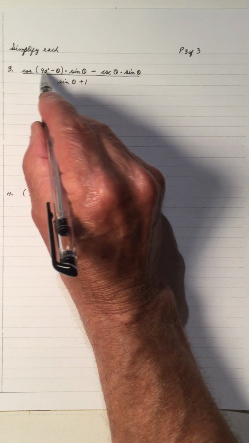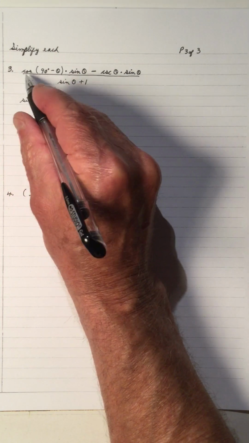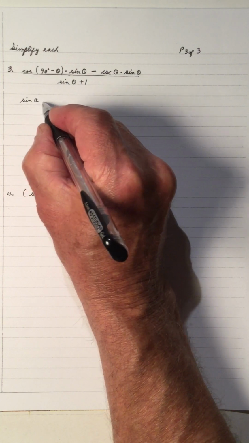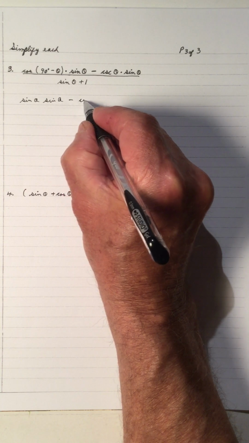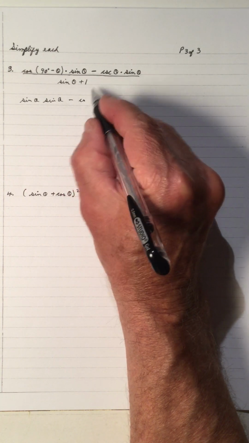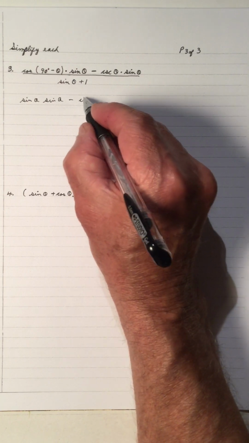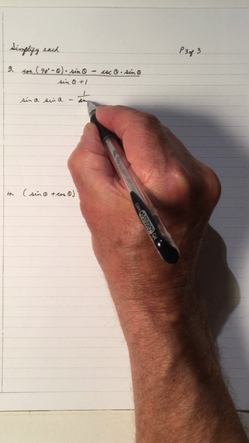So the cos of 90 minus theta is the cofunction. So we changed cos to a sine of theta. So that's one of the first steps. And I can also change cosecant to 1 over sine.